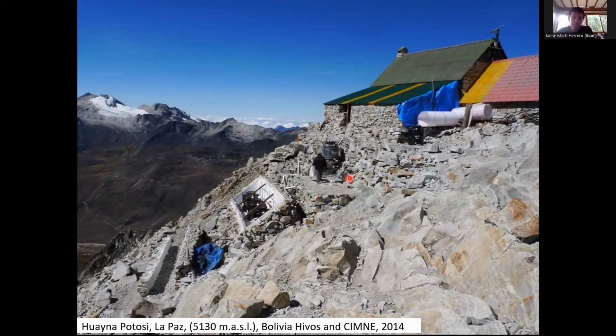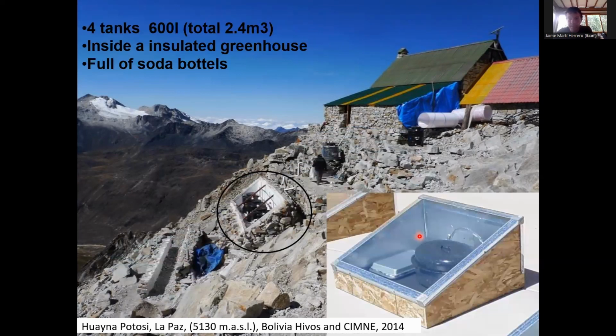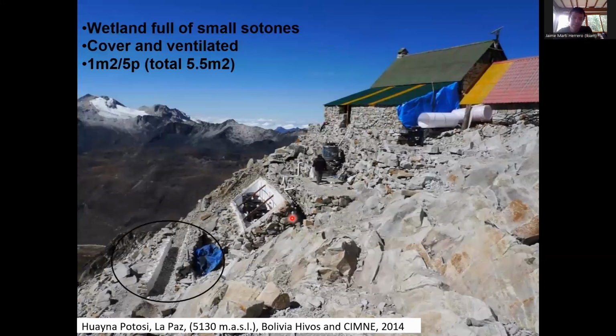So here is what you see. Here we later built the toilets. Here are the digesters, and here are the wetlands. What was the idea of these digesters? The idea was to make something like a cooking box, a solar box. It's very similar, but we are not going to cook food, we are going to cook something else. And later a final wetland, to try to improve the treatment of the wastewater.